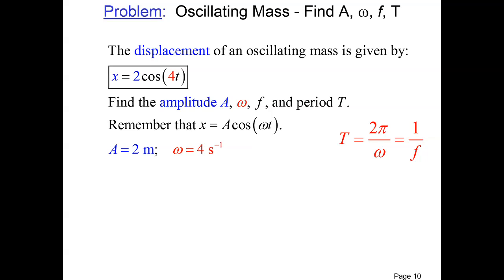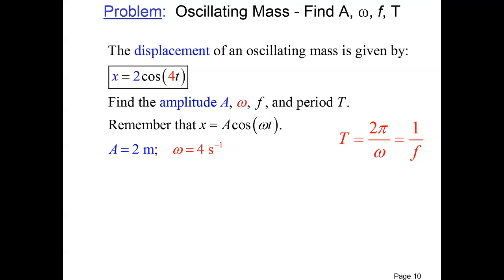So now let's work through a problem where we're given the position of an oscillating mass as a function of time, and then we want to solve for the amplitude, period, and frequency. In this problem, the position as a function of time is 2 times the cosine of 4t. So that means that the amplitude is 2, so the maximum value of cosine is 1, so the maximum value of the function here is 2 times 1.